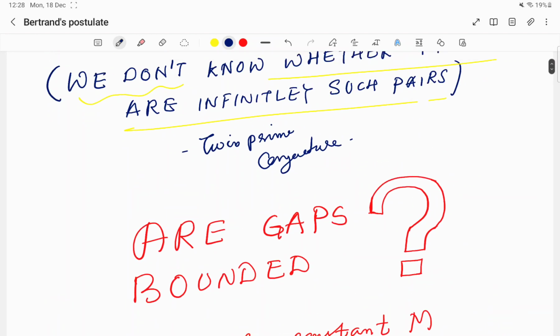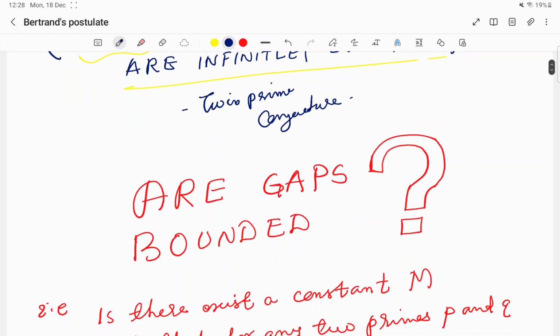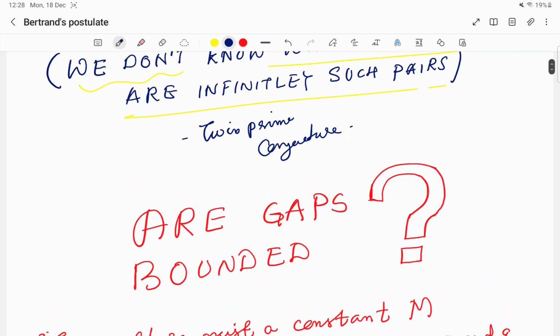Now the question is, are the gaps bounded? Since primes are infinite, an arbitrary gap may not be bounded, but I'm asking about the consecutive gaps. So here I am not addressing an arbitrary gap like 5 and 2, or 11 and 3, not like that. I'm asking like this: 7 minus 5 is 2. These kinds of gaps, consecutive gaps.